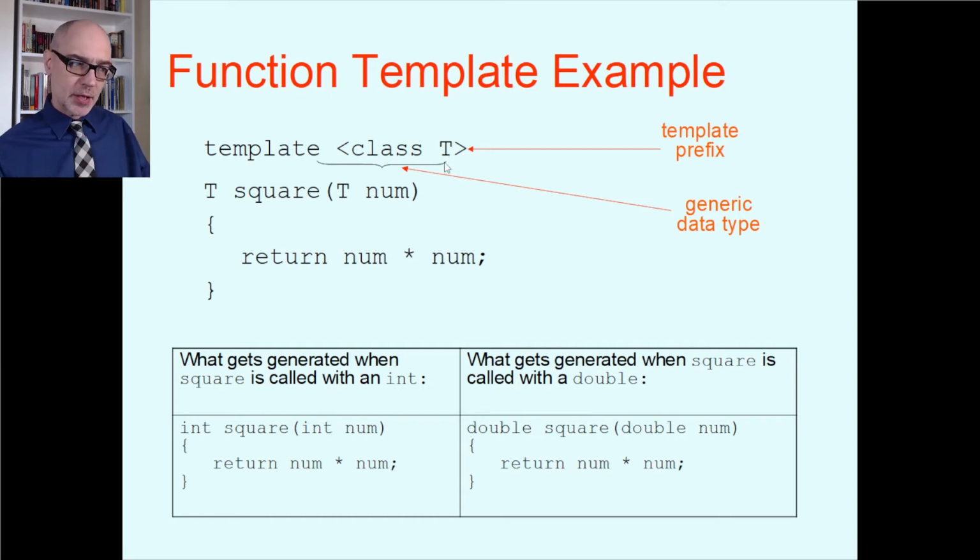Now, a little side note, this is not a preprocessor directive. This is not a pound include statement. It doesn't just happen once at the top of your code file, like with pound include. This is part of the function prototype, and every single function template has to have that separately, okay, as part of the function prototype.